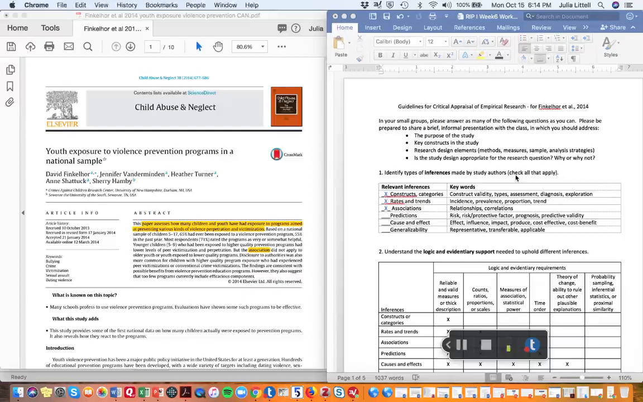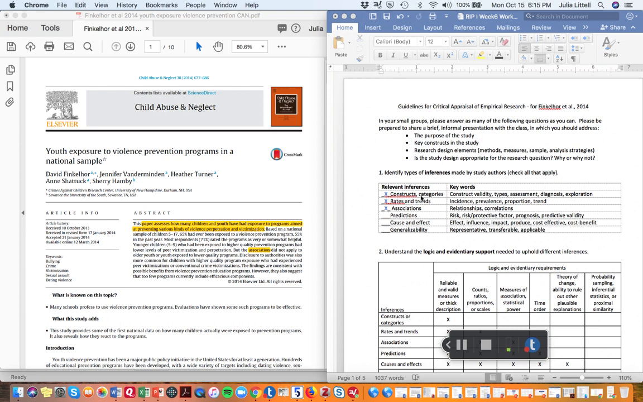Hi folks, in this recording I'm going to describe for you my critical appraisal of the article by Finkelhor and colleagues on youth exposure to violence prevention programs in the U.S. So you see a copy of the article on the left side of the screen and my worksheet on the right side. So beginning on the worksheet, I've categorized this article as one that concerns constructs.